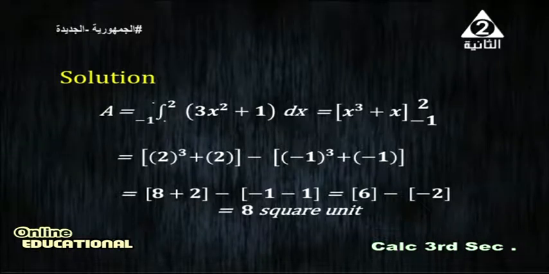Then the area of the region bounded by the curve of the function f and the x-axis from x equals -1 to x equals 2 equals 8 square units.